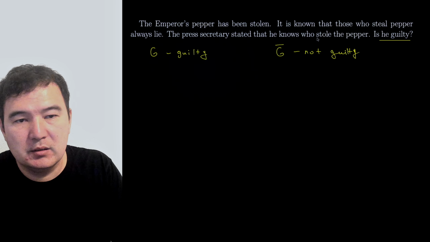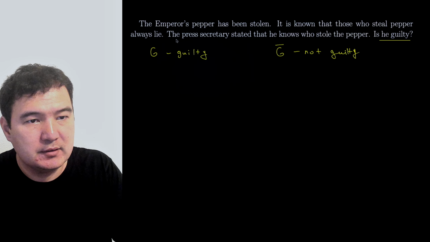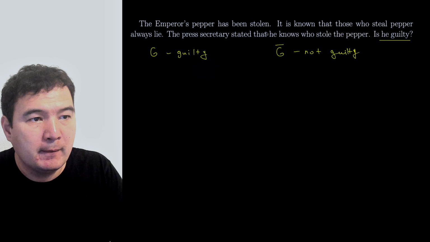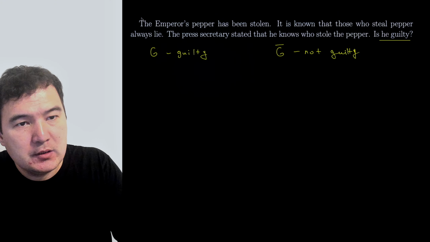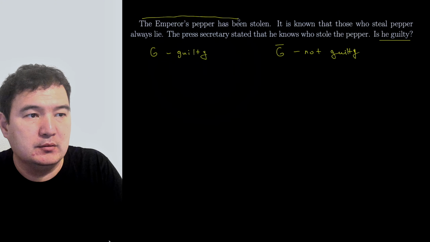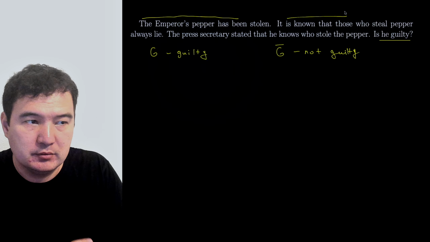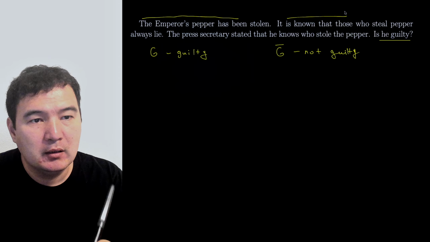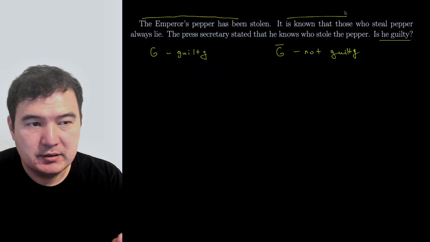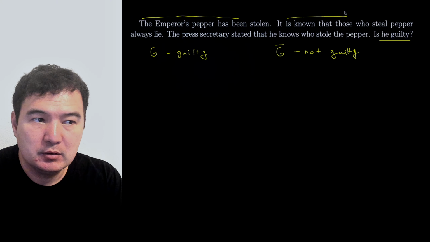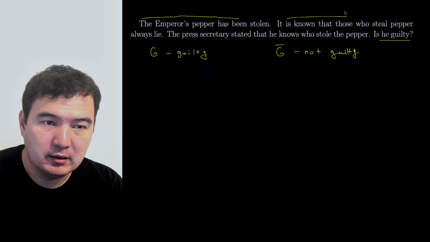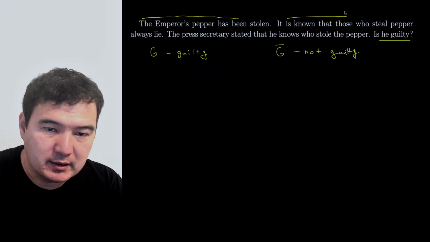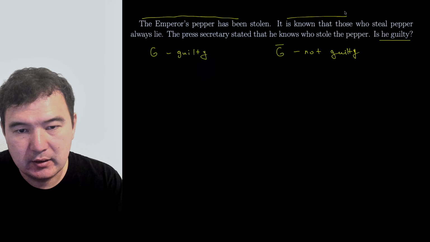And then this statement: the press secretary stated that he knows who stole the pepper. The first one is a fact; it has been stolen. The second one is also a fact: those who steal always lie. But the third sentence, the secretary said that he knows who stole the pepper. The question itself is saying that he stated it, but it could be a lie or the truth.